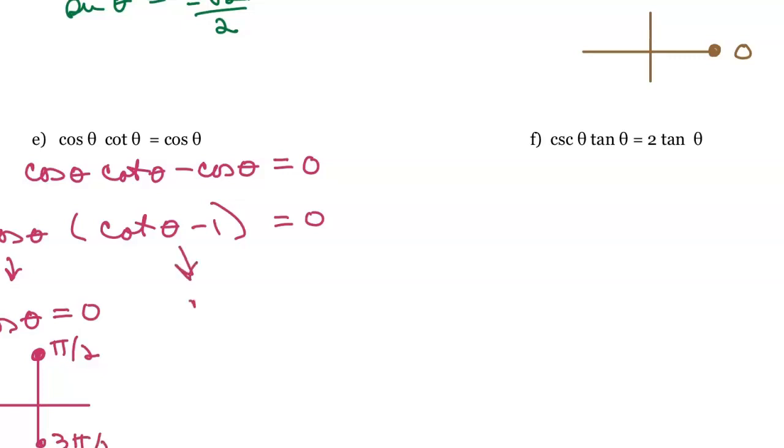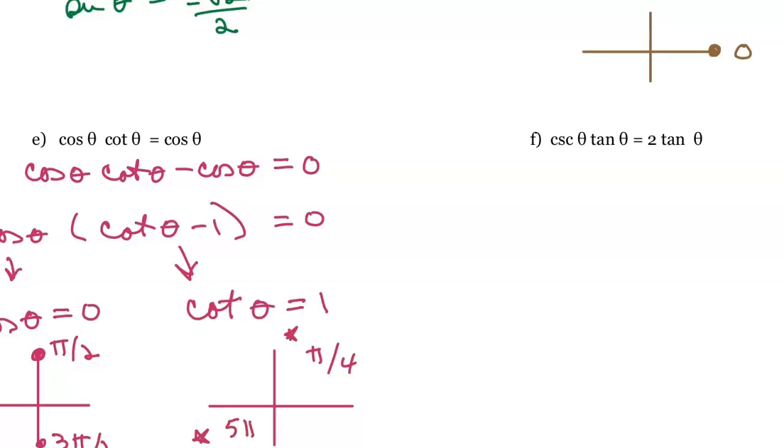Then you're going to set this factor equal to 0. That's going to give you cotan of theta equals 1. And that'll equal 1 exactly where tan of theta equals 1. It's a reciprocal function. And tan is positive and equal to 1 at pi/4 and at 5 pi/4. Okay, that brings us to F.